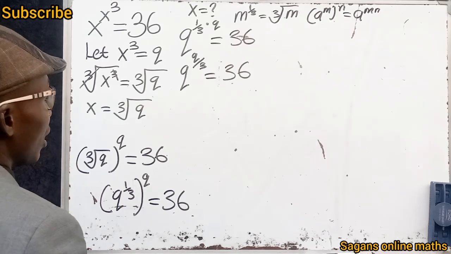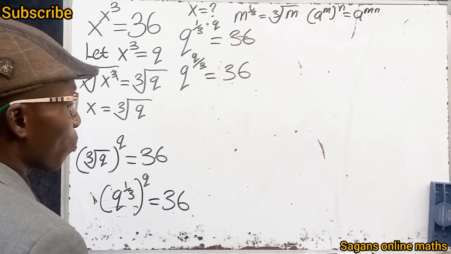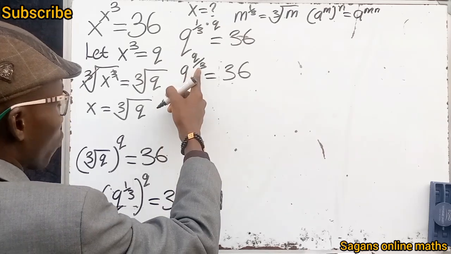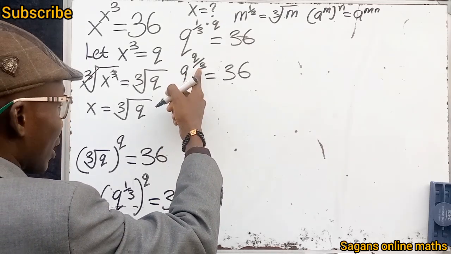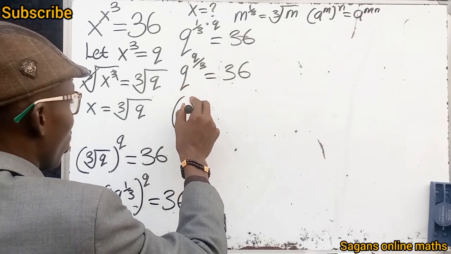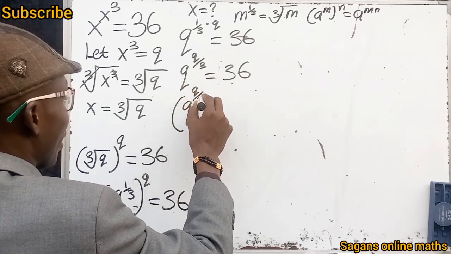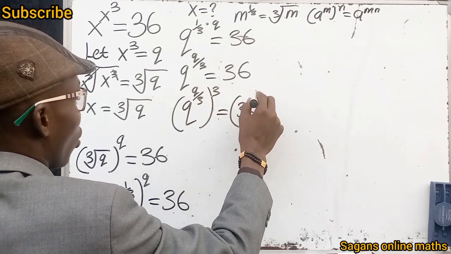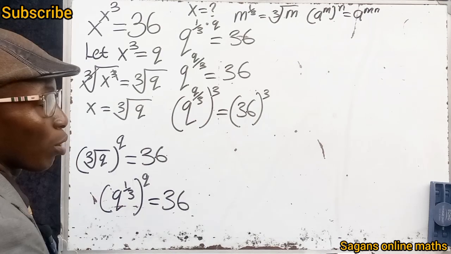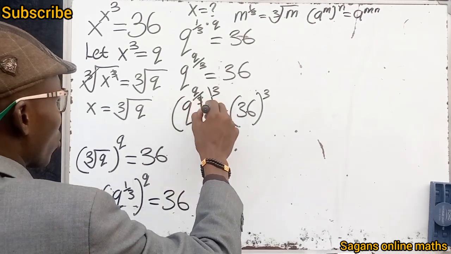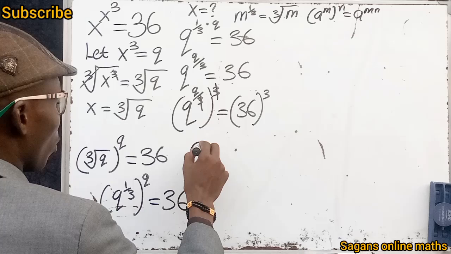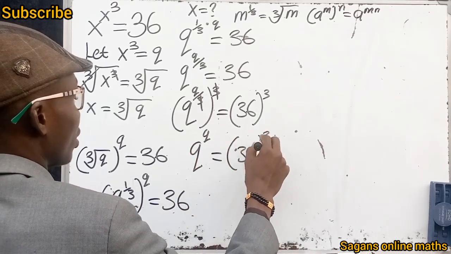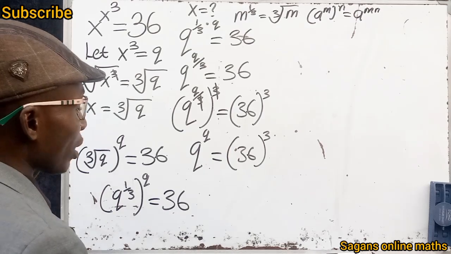What are we going to do here? Now what we are going to do here is to multiply both powers by 3. I know you'll be wondering why we multiply both powers by 3. We want to remove this 3 from here. So that's why we multiply both sides by 3. So this is Q to the power of Q divided by 3, then multiplied by 3, equals 36 to the power of 3, because we multiply both sides by 3. Now you can see that this 3 will cancel. So the power of Q equals 36 to the power of 3. Wow.